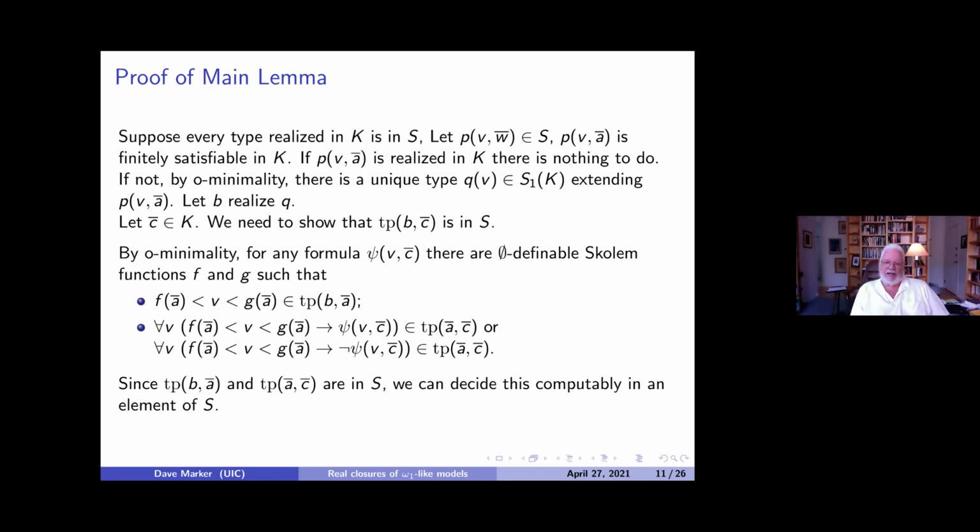And that the truth value of ψ doesn't change between f and g. Okay, well, if I can do this, let's assume this for the moment, and then I'll draw a picture on the next slide that makes this plausible. Then to decide whether ψ holds of b in c̄, I just search to find Skolem terms f and g such that these two conditions are true. And knowing the type of b over ā and knowing the type of ā over c̄, I can find these terms f and g. So I can do that computably. And then I can just decide whether or not ψ is going to be true of b at c or not. So that's the strategy.